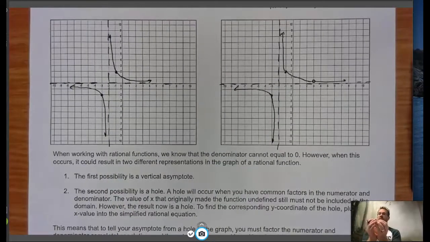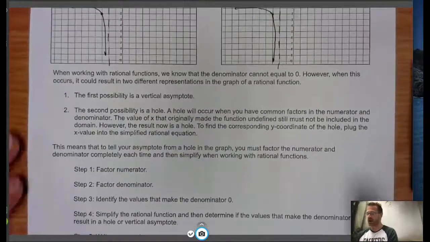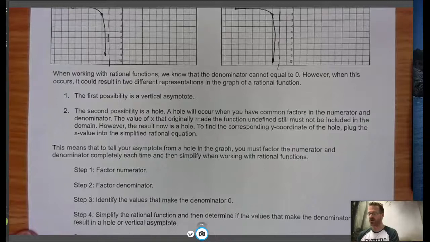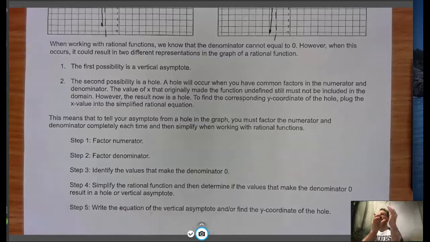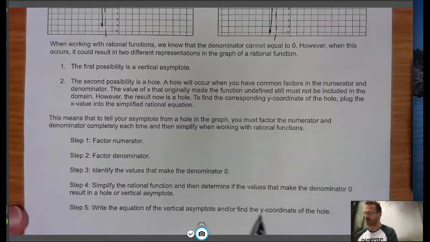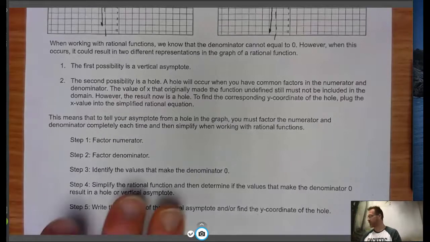So we know that once we have domain issues in a rational function, it's either going to be a vertical asymptote or a hole, and it's how we get there that determines which one is which. We're going to do exactly what we did yesterday. We're going to factor the numerator and factor the denominator. We're going to identify those values that make the denominator 0. Then we determine: do I have a common factor with the numerator? If so, that makes it a hole. If I don't, that makes it a vertical asymptote. Then we'll find the rest of the coordinate for our hole by plugging the x value in, just like I did from above, to write the coordinate that we could graph. All right, let's do a few examples together here.